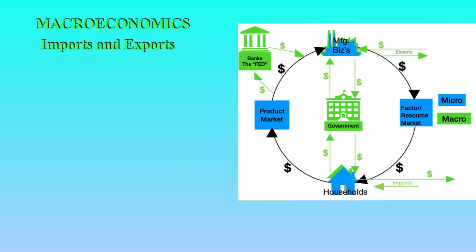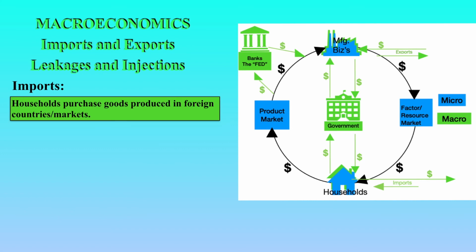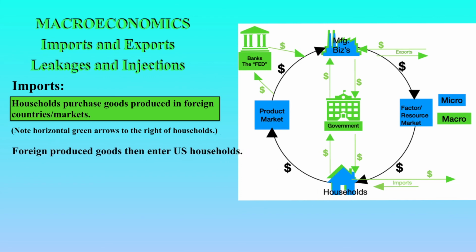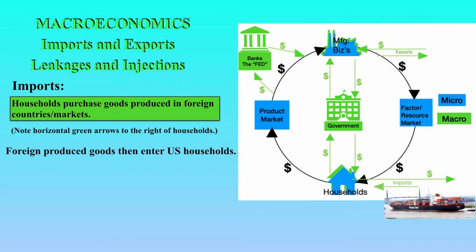So, in finishing up with our macro aspects, now that you've had a brief overview of the government, fiscal policy, and the bank's monetary policy, we're going to look at imports and exports, in which we will cover the definitions of leakages and injections. Imports. Households purchase goods produced in foreign countries, markets. Note the green horizontal arrows to the right of households. So, we receive ships into our harbors full of containers bringing goods into the United States.